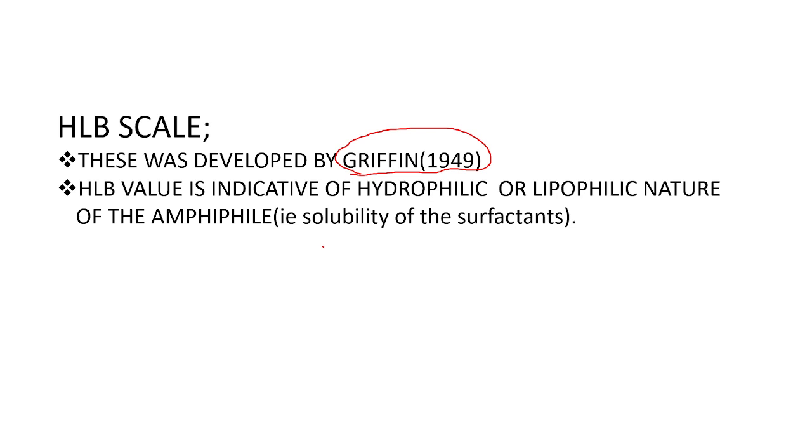A value above 8 is hydrophilic. If the HLB value is above 8, that particular surfactant is hydrophilic in nature. For example, if surfactant X has an HLB value of 5, it indicates it is lipophilic in nature. So this is what can be derived from this HLB scale.